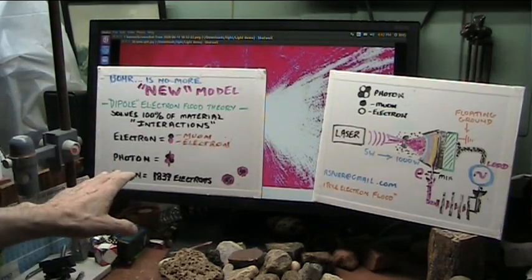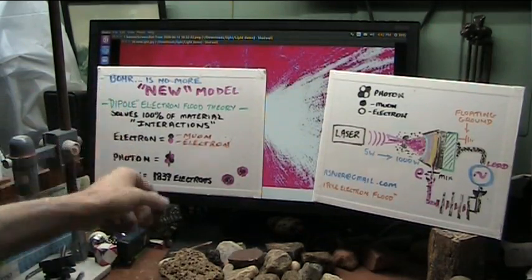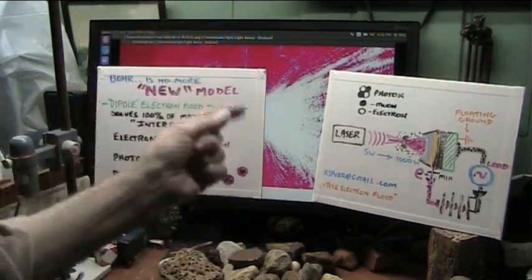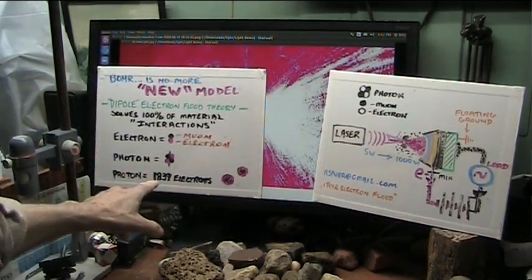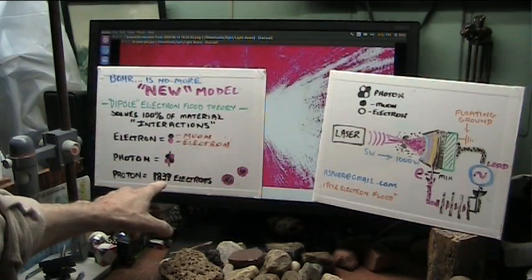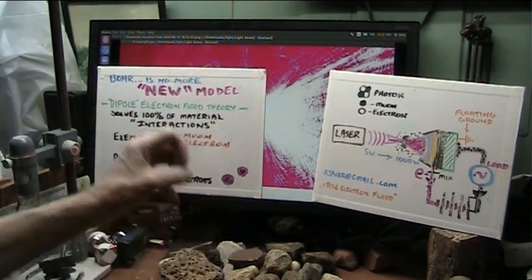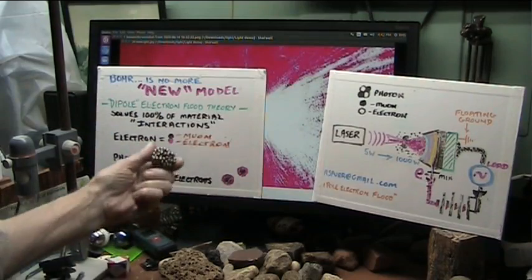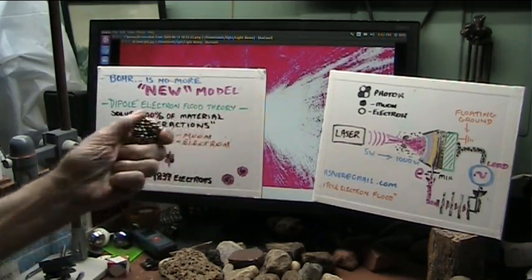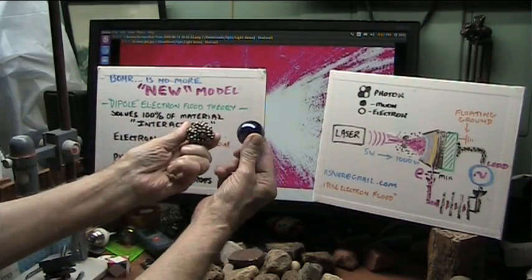But it's electron flood theory. Everything is dipoles. Electrons are dipoles. The nucleus is made up of a batch of electrons per proton. 1,839 electrons in a ball make up a proton. Similar to a situation like this, instead of a proton looking like that.